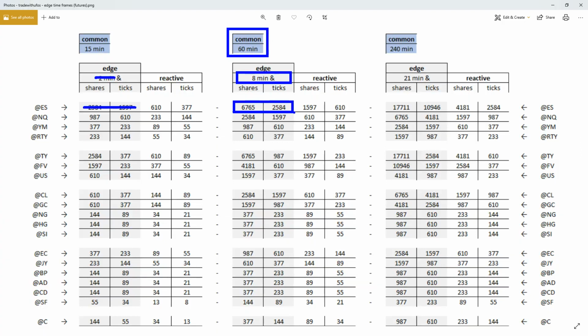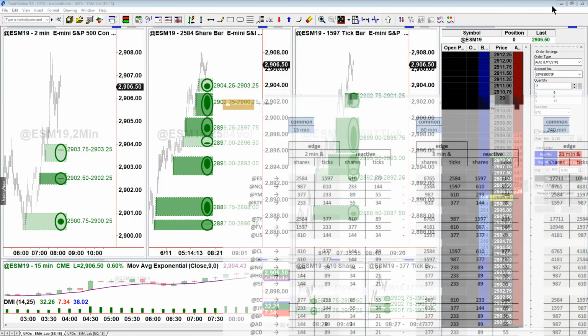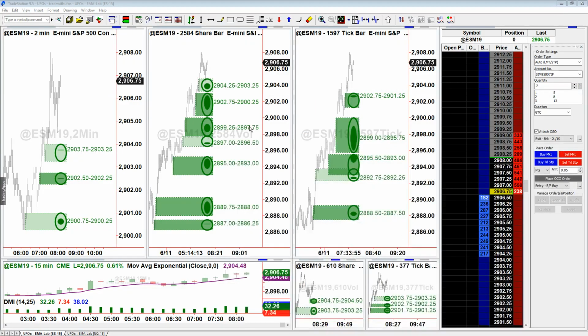So basically the only thing you will need to do in your workspace is change the time frames from 15 to 60, from 2 to 8, and then 6765 and 2584. And then you will simply go ahead and apply the very same rules that we have been using, no matter the time frame, to do your trading. Okay, so take a look at this. I'm going to open a workspace for myself.